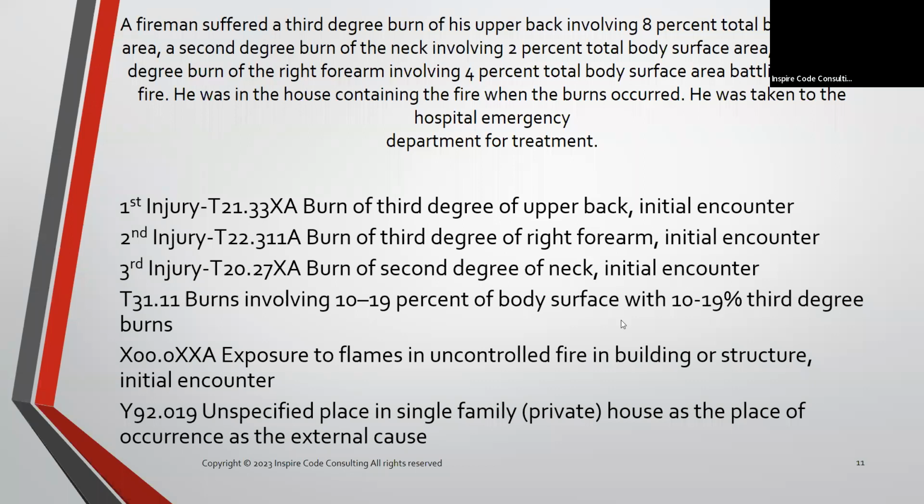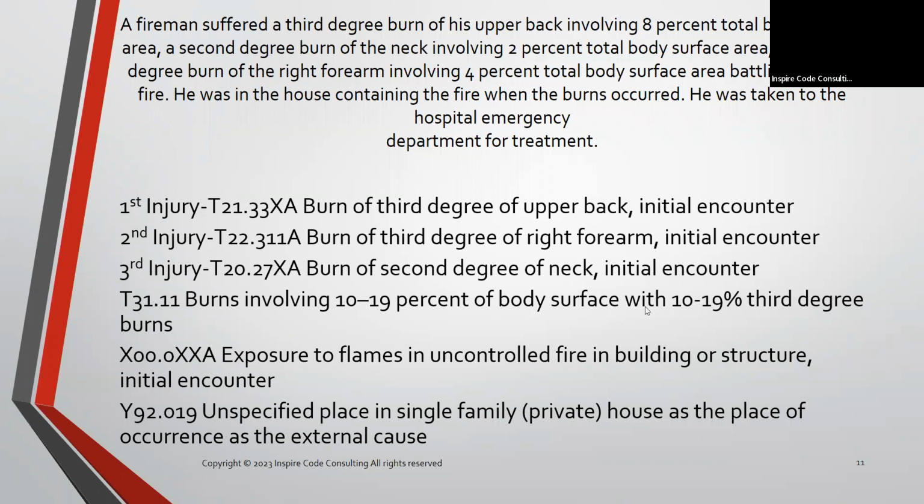So let's just break this combination code down. This first part says burns involving 10 to 19% of body surface area. This means what is the total body surface area of all the burns put together that this patient has? So the way we do that, we just add the percentages. So 8 plus 2 is 10, plus 4 is 14%. So that 14% falls right in between 10 to 19%.